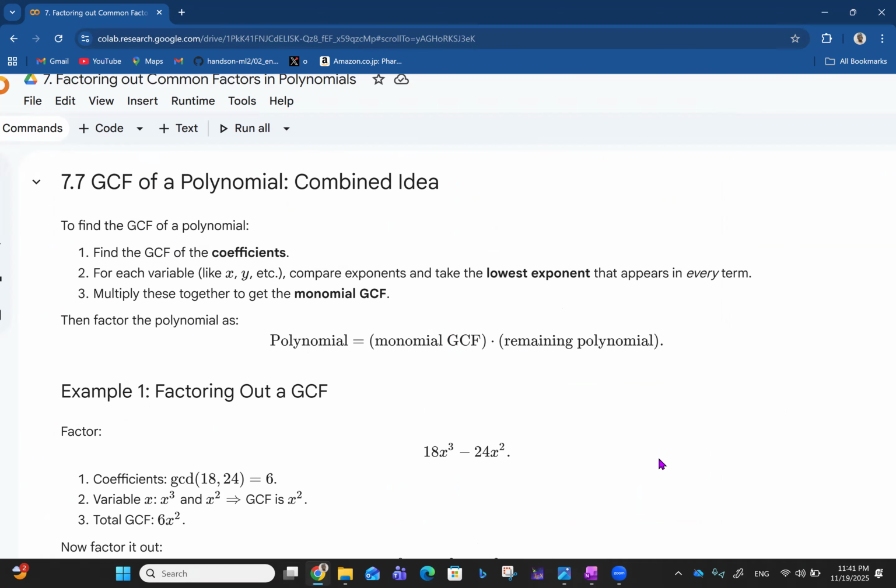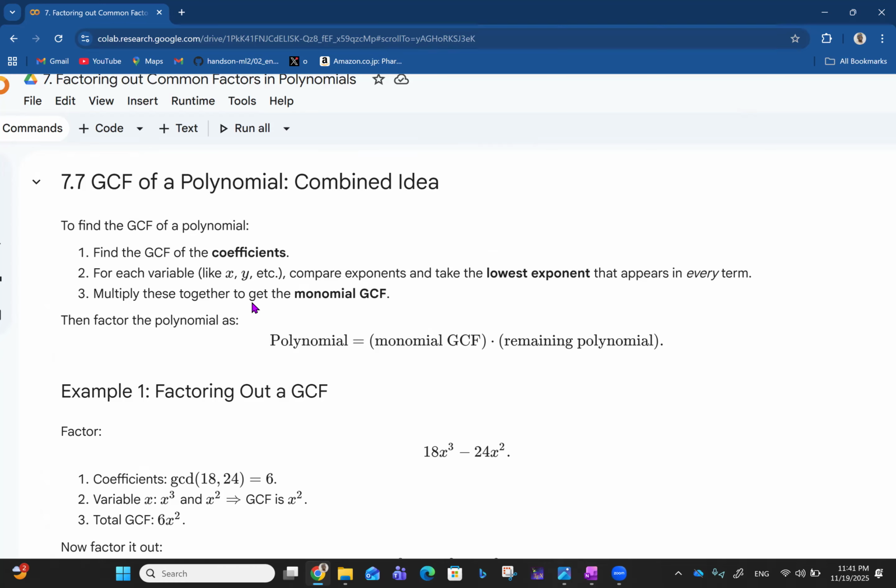So we go for the greatest common factor of a polynomial. Here now we're talking about a combined idea. That's the main thing. We're talking about polynomials here. The things we've done previously have led us up to this point. So to find the greatest common factor of a polynomial, first of all, find the greatest common factor of the coefficients. Then, for each variable like x, y, etc., compare exponents and take the lowest exponent that appears in every term.